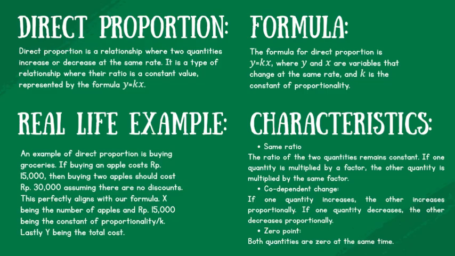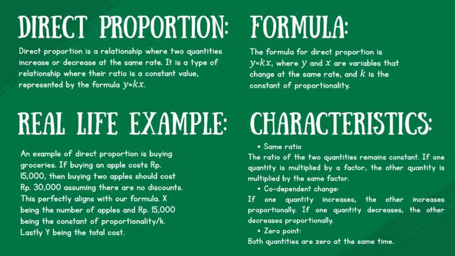Now, what exactly is direct proportion? Direct proportion is a relationship where two quantities increase or decrease at the same rate. It's a type of relationship where the ratio is a constant value. The formula for direct proportion is y equal to kx, where y and x are variables that change at the same rate, while k is the constant of proportionality.